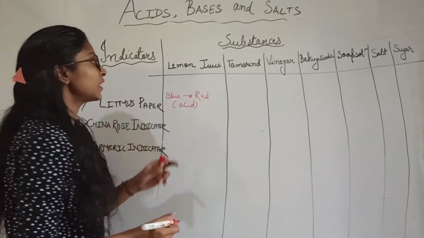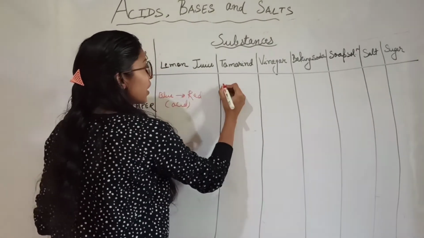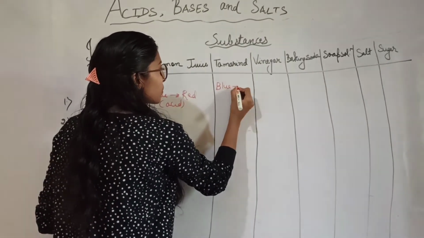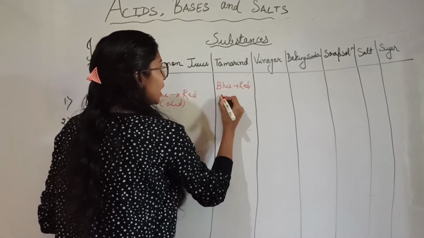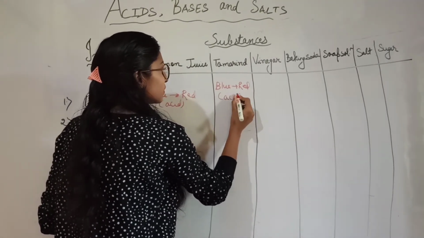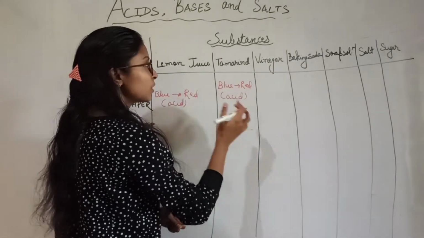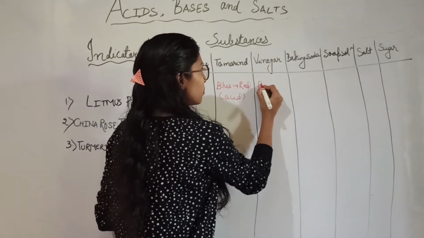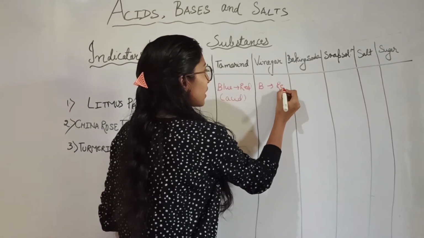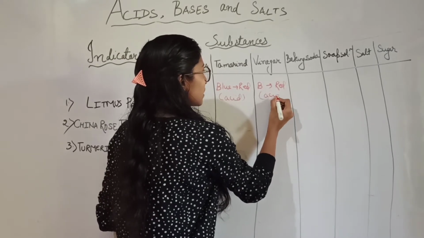Then if we put the litmus paper in the tamarind solution, again the blue litmus paper will be turning into red. Again it means it is an acid. And again if we put the litmus paper in the vinegar, again blue will turn into red. It means it is an acid.